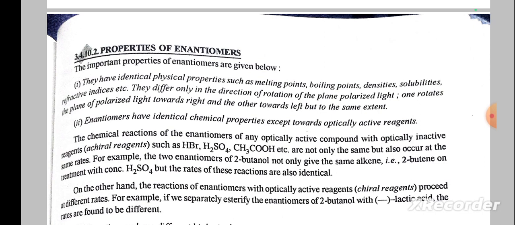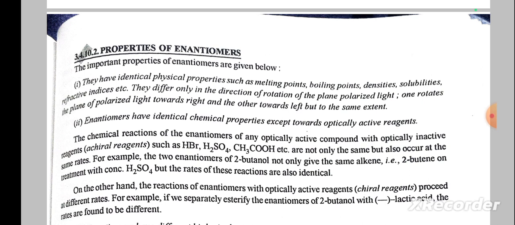Properties of enantiomers. The important properties of enantiomers are that they have identical physical properties such as melting point, boiling point, density, solubility, and refractive index, and they differ only in the direction of rotation of the plane polarized light.